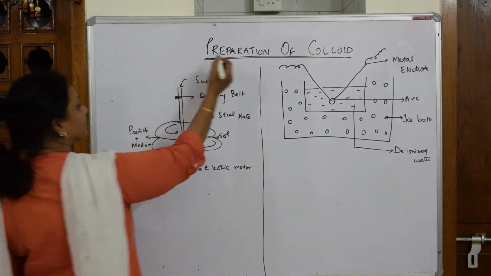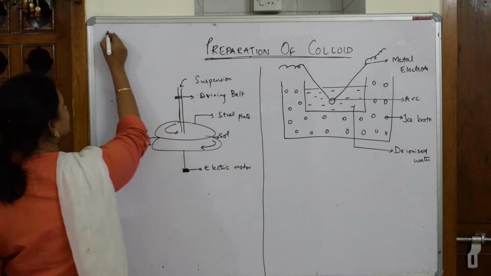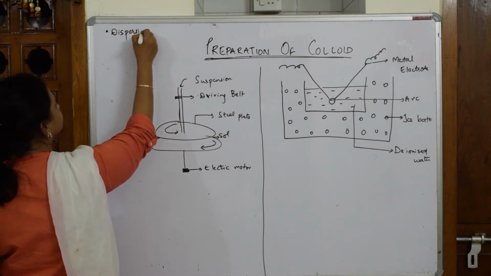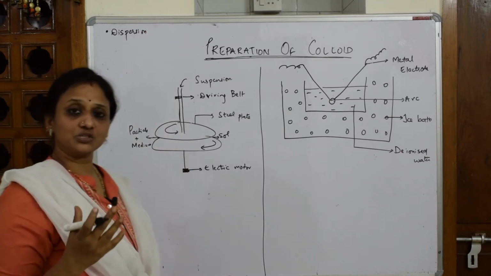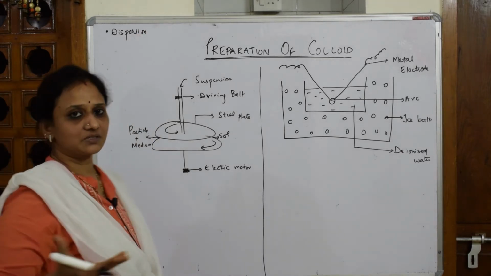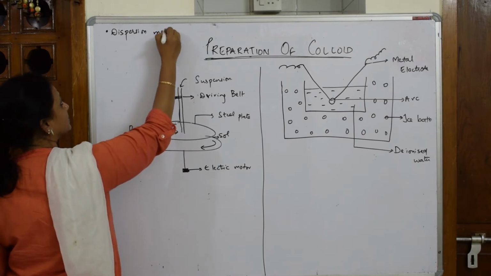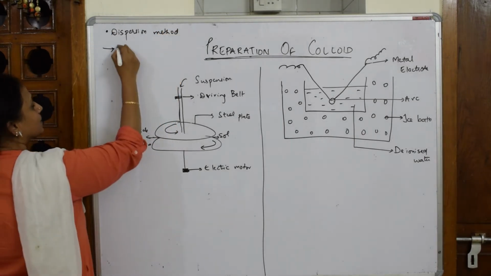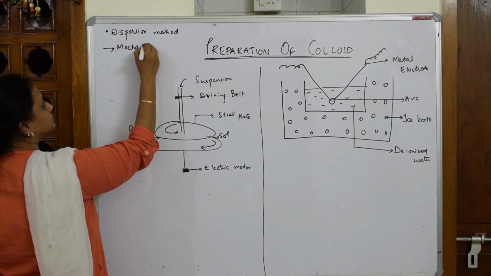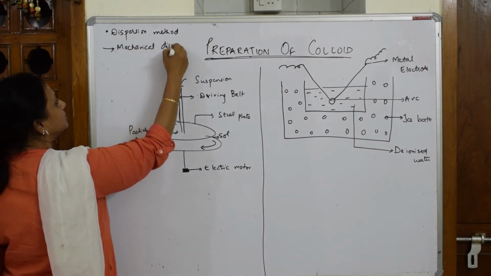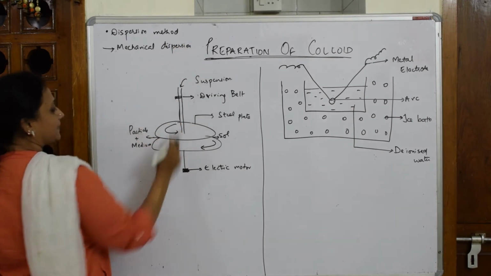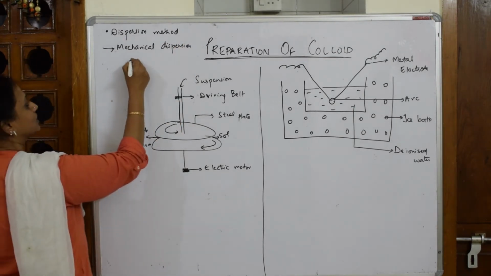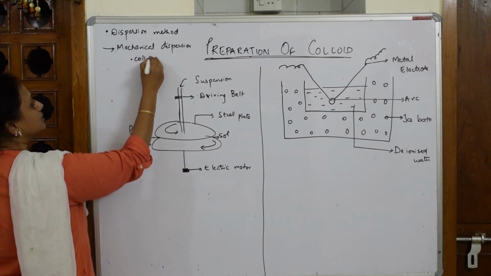So what did I say? Whenever you have to prepare a colloid, the process which I'm going to use is dispersion method, where I'm going to break the larger molecules into the colloidal size particles. So dispersion method. Under dispersion method, we are going to study, the first one is mechanical dispersion. Mechanical dispersion. In that, the mill which I'm going to use is colloidal mill. Colloidal or colloid mill.